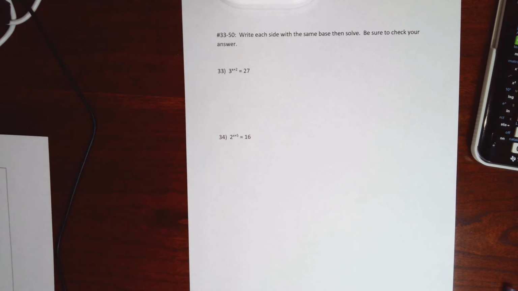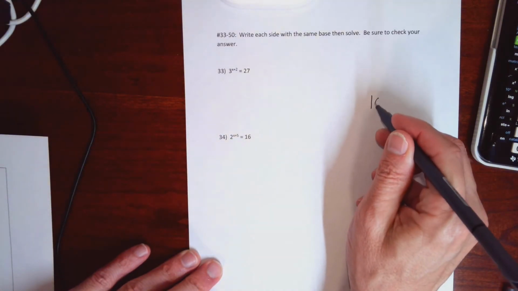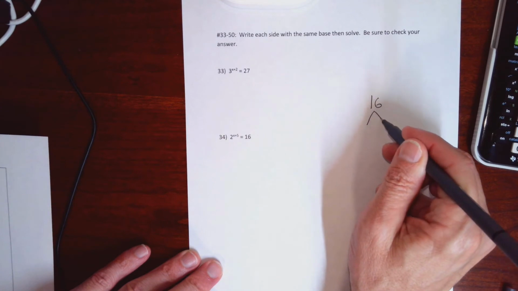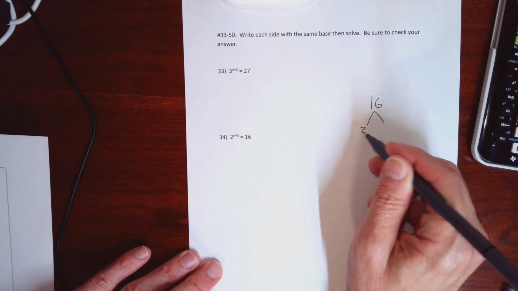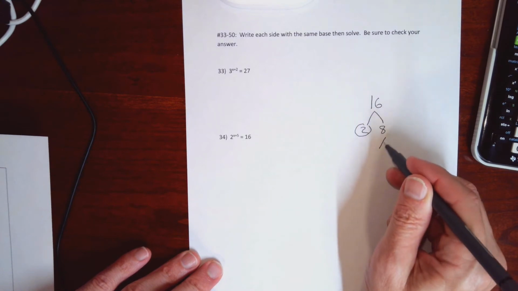So for problem 34, I know what the answer is just by looking at it, but you're not supposed to know that. So I'm going to find the answer by rewriting both sides with the same base. Any number that's not prime that's a base, I'm going to do a prime factoring for. So I'm going to do a prime factoring for 16. I'm going to say 16 is 2 times 8. 2 is prime, so I'll circle it.